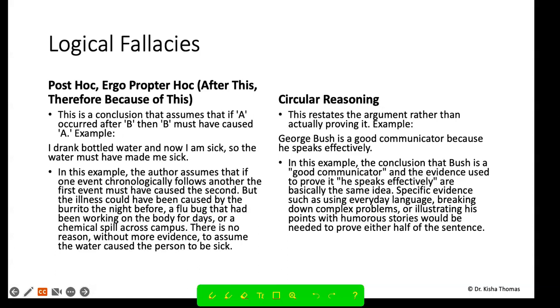Circular reason. This restates the argument rather than actually proving it. Example: George Bush is a good communicator because he speaks effectively. In this example, the conclusion that Bush is a good communicator and the evidence used to prove it, that he speaks effectively, are basically the same idea. Specific examples such as using everyday language, breaking down complex problems, or illustrating his points with humorous stories would be needed to prove either half of the sentence.